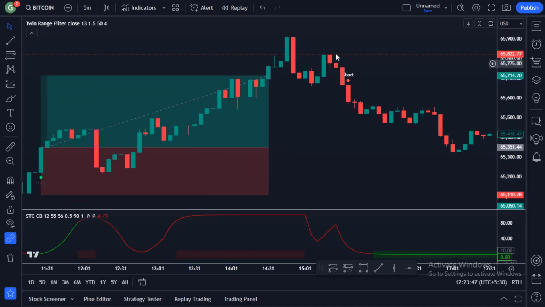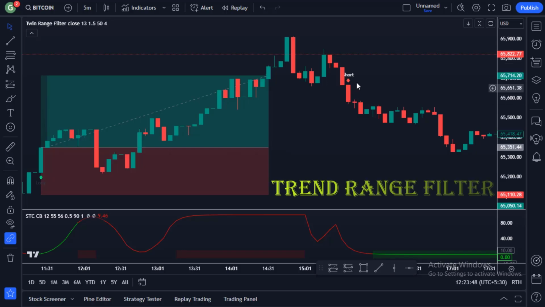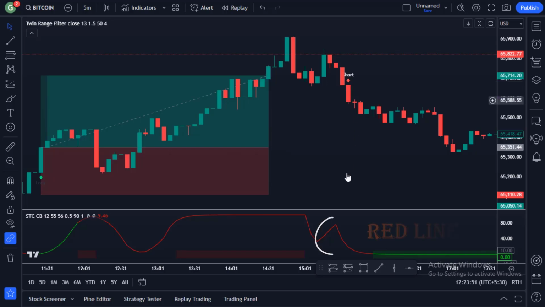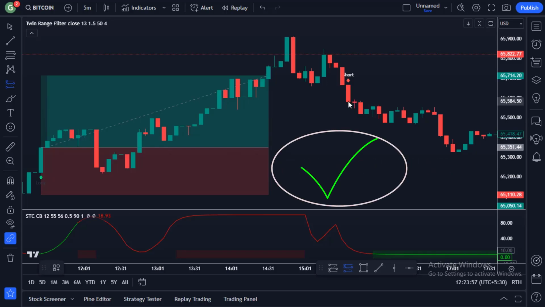Looking further, you can see here a sell signal. First, look at the Twin Range Filter indicator, which gives a short position. Now, if we look at the second indicator, it makes a red line, and for confirmation, it makes a bearish candle. If this condition is fulfilled, then we will place a sell order.